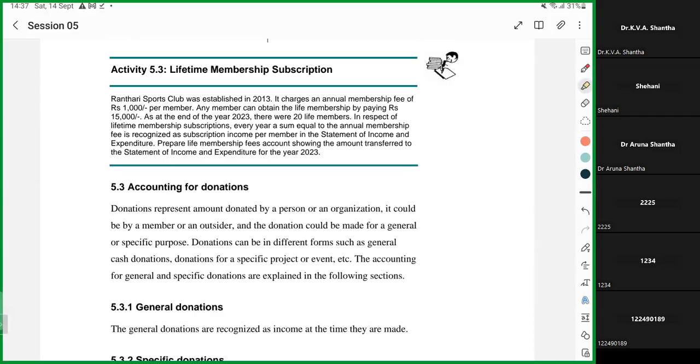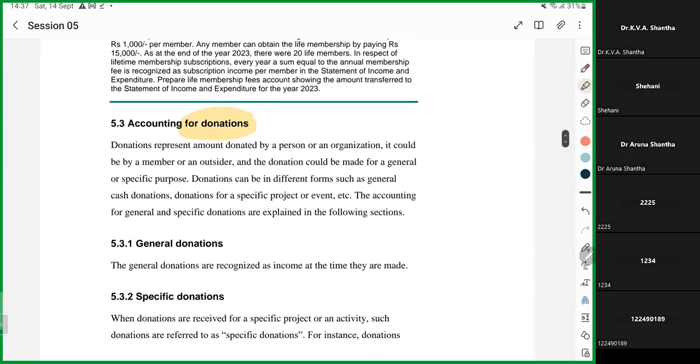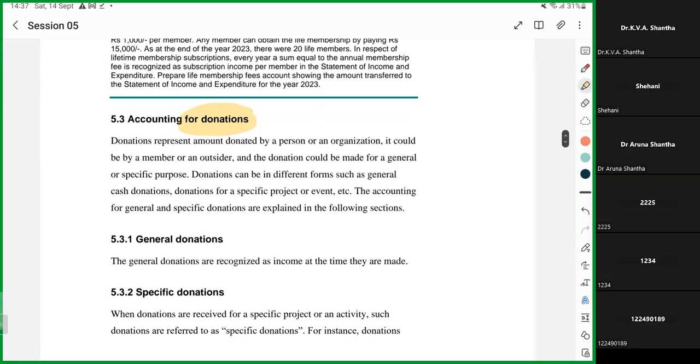In addition, these kinds of organizations receive donations. So I have explained here accounting for donations. Donations are also of two types. There can be donations commonly made by members or the people. For example, when you go to a temple, you donate 100 rupees, 200 rupees, 500 rupees for running the temple, like paying electricity bills, water bills, right? Those are general donations.